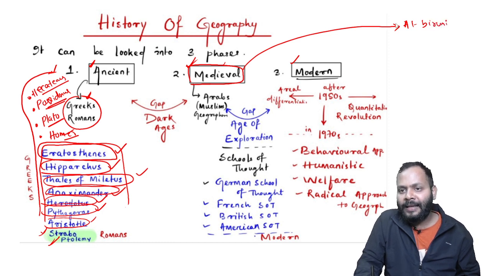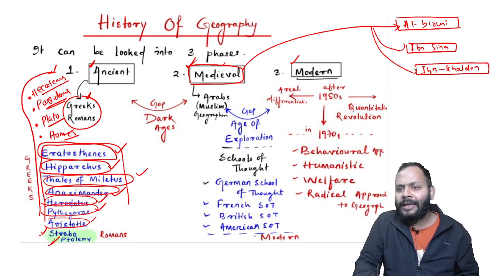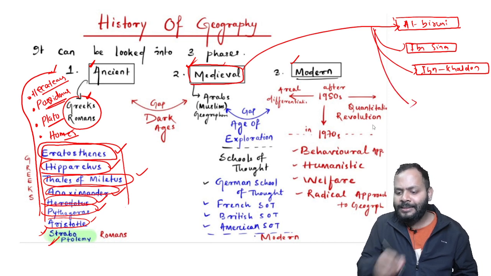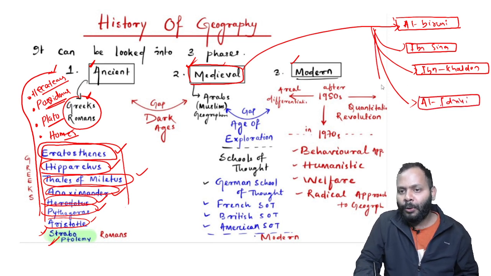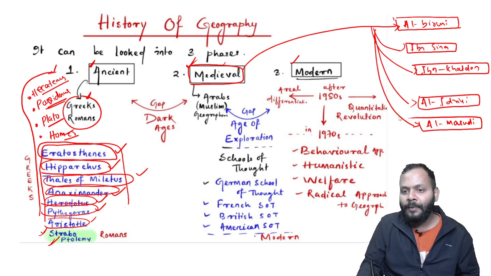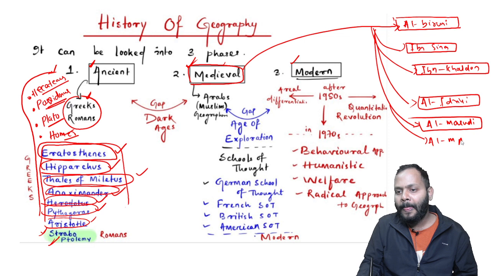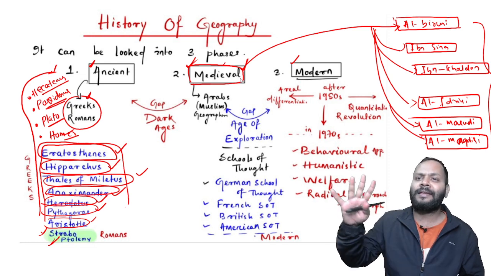Al-Biruni, Ibn Sina, Ibn Khaldun. Everything we will read about in detail. What else? Al-Idrisi, and Al-Masudi, Al-Maqdisi. There are many thinkers and geographers that we will discuss in the medieval period, and how they developed their translation project. Everything will be discussed in detail.